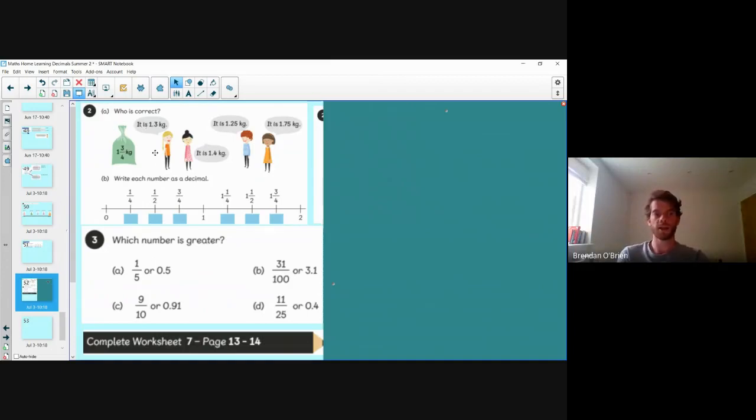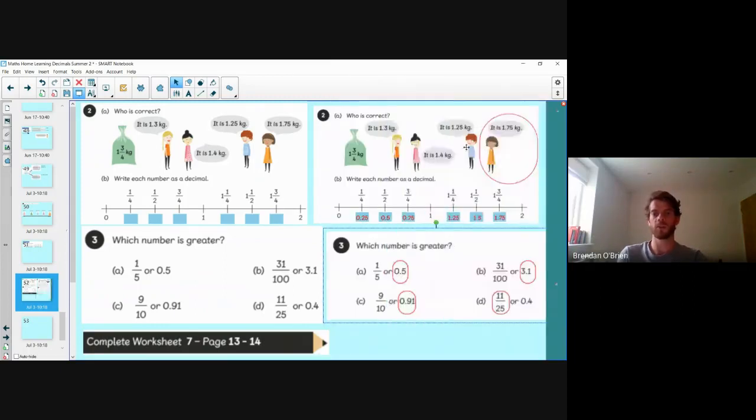So 2A, who is correct? They are converting this green bag to decimals. Orange top says 1.3 kilograms. Pink top says 1.4 kilograms. Blue top says 1.25 kilograms. And yellow top says 1.75 kilograms. The answer is 1.75 kilograms.